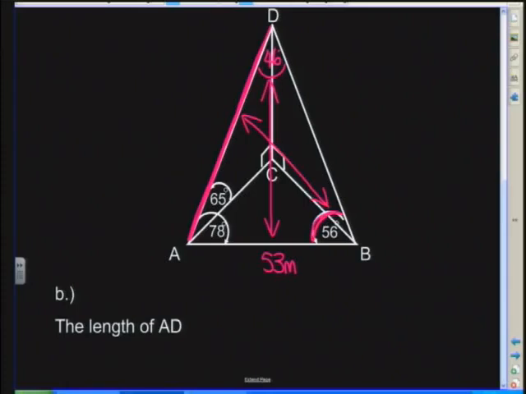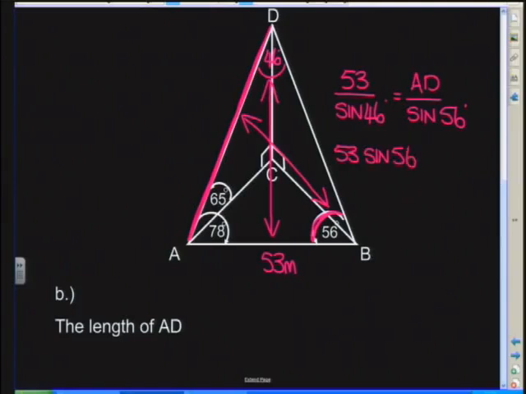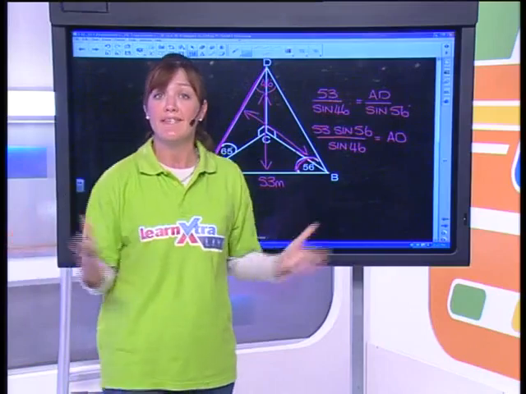So, therefore, what are we going to say? I'm going to take the length of 53, and I'm going to put it over sine of the angle opposite that, which is 46 degrees, okay? And then I say my length from A to D, which is what I need to find, over sine of the angle opposite that, which is 56 degrees, okay? With that said, I'm going to say 53 multiplied by sine 56 over sine of 46, and that's equal to AD.